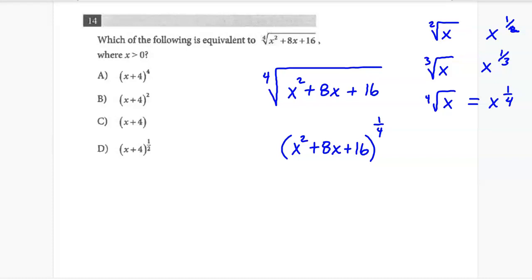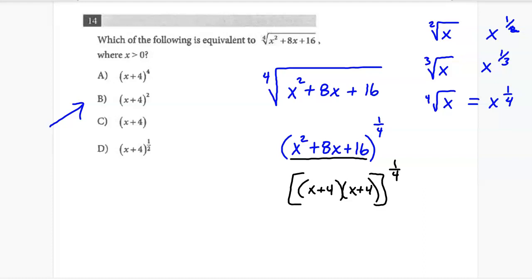Well, I'm still not any closer. I don't really see any 8x's or 16's over here in my answers. But when I look at this, I think I can factor it. This thing can be factored into x plus 4 times x plus 4. And all of that is raised to the 1/4 power. And then if I shorten this, x plus 4 times itself can just be written as x plus 4 squared, all to the 1/4 power.